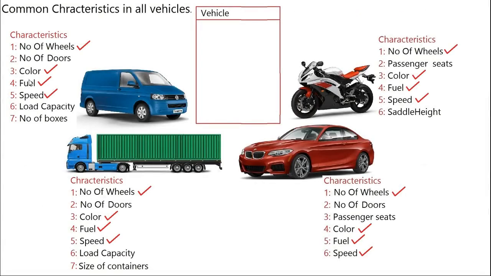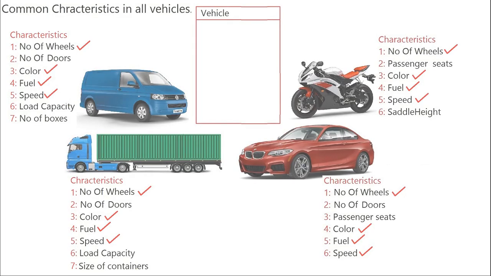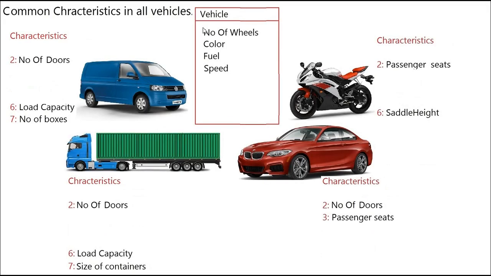Now, number of wheels, color, fuel, and speed are common properties in all these objects. So, they will go in our vehicle class. We will not add number of doors here because this property exists in these three vehicles, but unfortunately our bike has no doors. So, this property will not go in vehicle class.